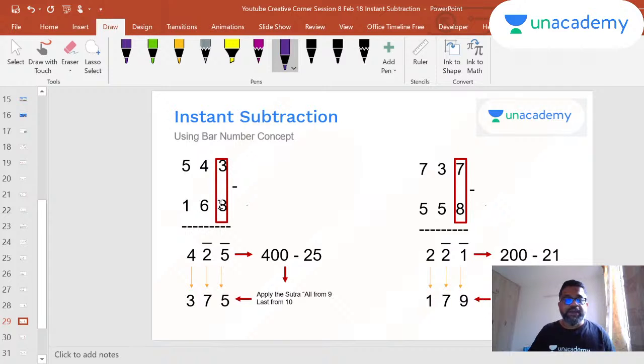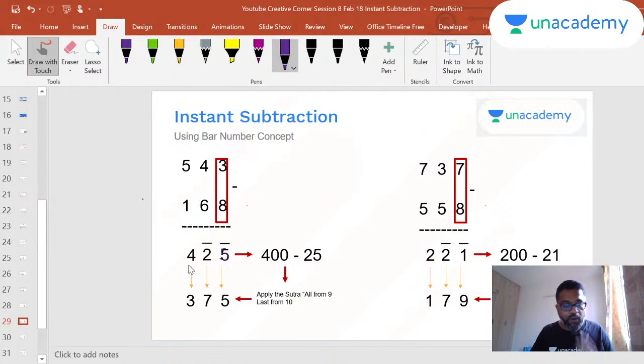543 minus 168, right? What was I doing here? 543 minus 168. I just take this big number and subtract, with the only one condition that I told you. I need to put a bar number sign, right? So I put a 5 and a bar here. 4 and a 6, I put 2 bar. 5 and 1 is as usual 4, right? So this is 4 bar 2 bar 5. So it is effectively 400 minus 25. I know the answer is 375 easily, right?